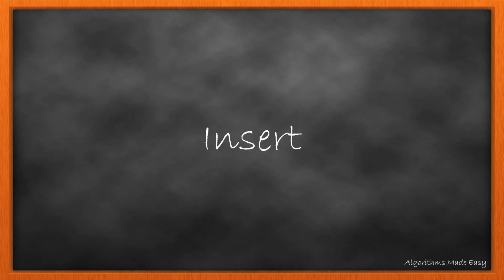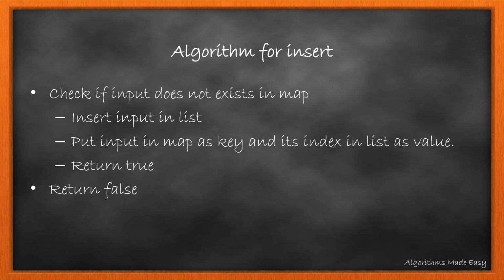So let's see how we insert the element. We will check if the element exists in the map or not. If it doesn't, then we insert the element in the list and also in the map with the element as key and its index in the list as value. Then we return true. If the value was present, we return false.